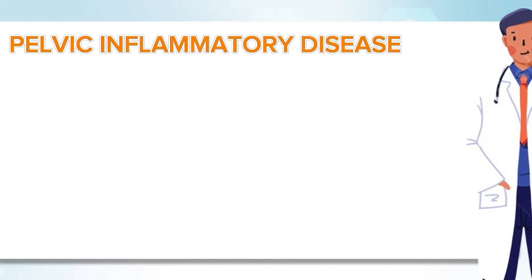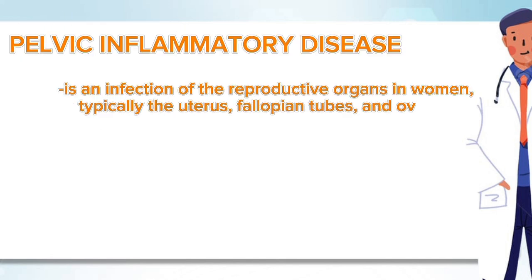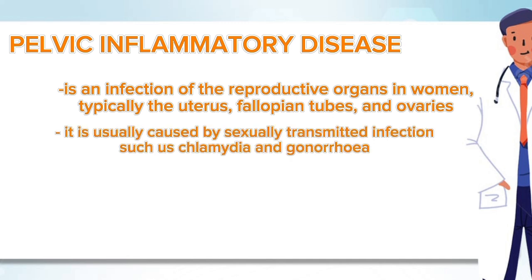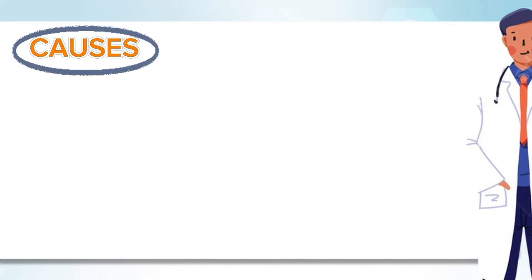Pelvic inflammatory disease. Pelvic inflammatory disease is an infection of the reproductive organs in women, typically the uterus, fallopian tubes, and ovaries. It is usually caused by sexually transmitted infections such as chlamydia and gonorrhea. Causes of pelvic inflammatory disease.